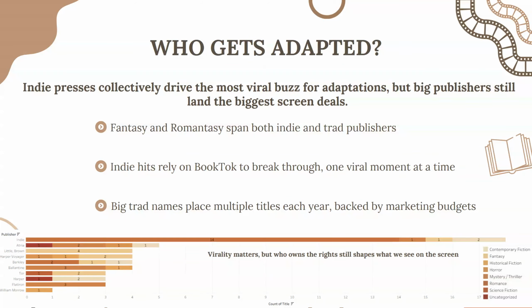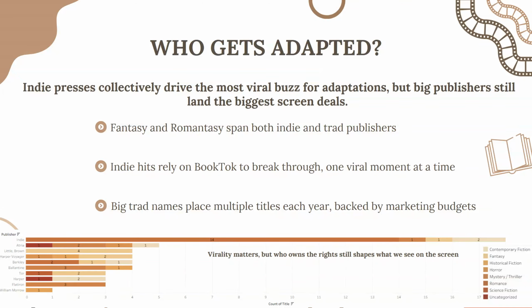When I looked at adaptation status across publishers, one thing stood out. Indie publishers had slightly more titles in development or already adapted than the traditional heavyweights, especially when viral buzz was a factor. BookTok appears to be shifting the power dynamic. Instead of big publishers always deciding what gets adapted, viral momentum can push a book into the spotlight, even if it started small. Fantasy and sci-fi were the most likely genres to be picked up, and they spanned both indie and traditional publishers. That crossover shows how genre strength plus fan engagement can overcome platform differences.